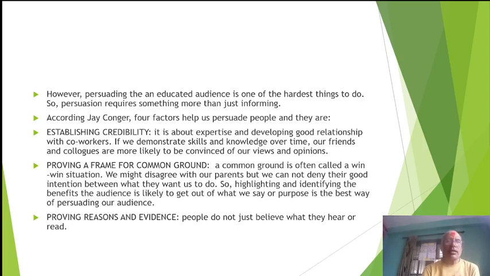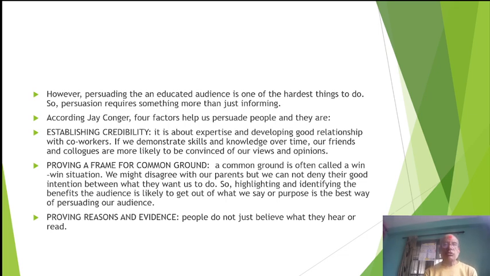According to Joy Conger, 4 factors help us persuade people. The first is establishing credibility. If we establish credibility, we can persuade. It is about expertise and developing good relationships with co-workers. We must have skills, expertise, and good relationships with co-workers, and then naturally they are persuaded.